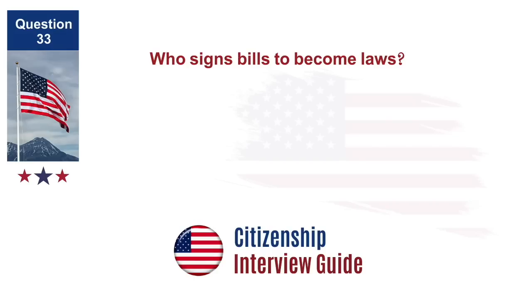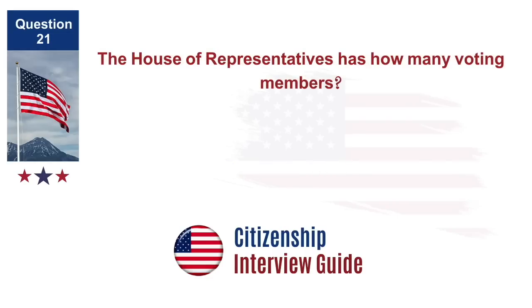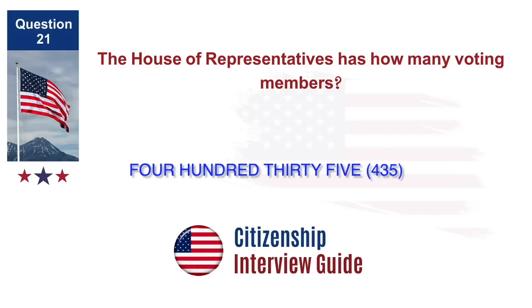Who signs bills to become laws? The President. The House of Representatives has how many voting members? 435.